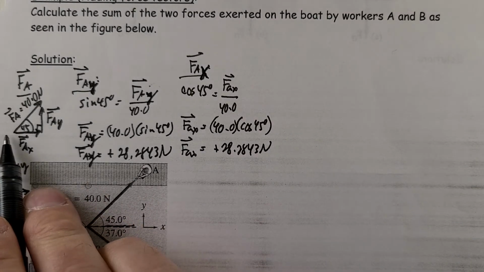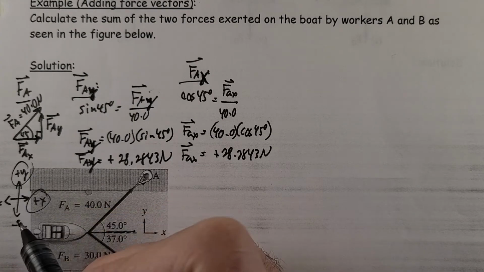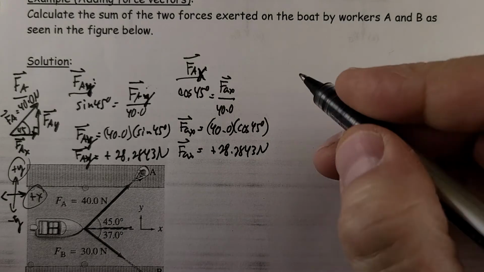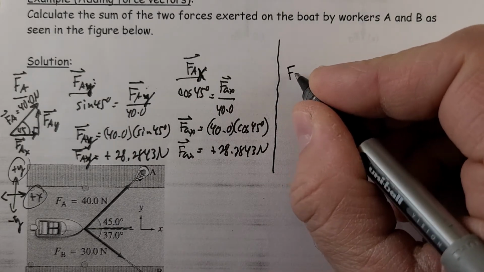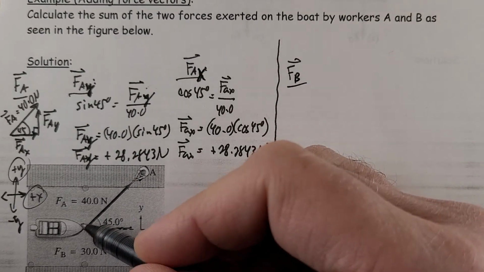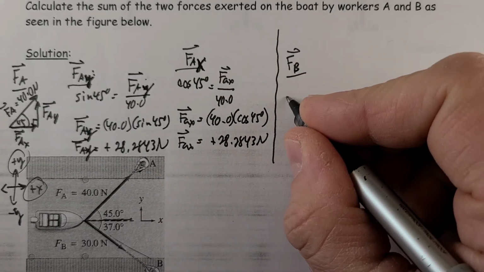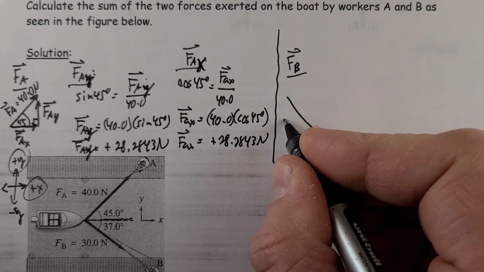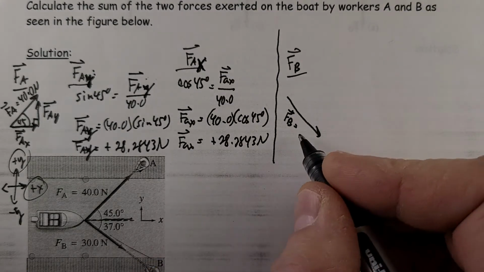So X is pulling to the right, positive X. Y is pulling up, positive Y. So I have my two components for person A. Maybe I'll just do a line here. Now let's see here, the force exerted by person B, it's kind of downwards angled this way, right? So downwards that way. And let's see here, FB is equal to 30 newtons.